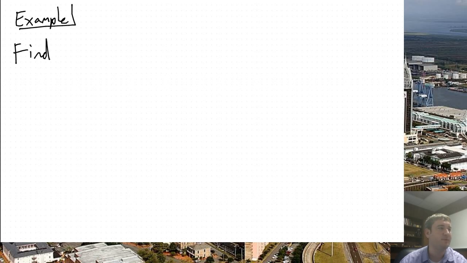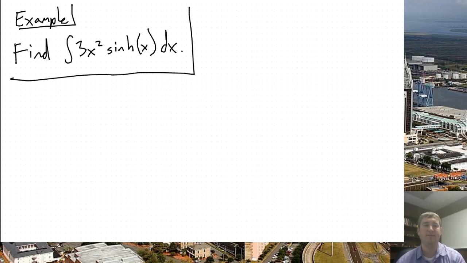Suppose we're supposed to find the integral of 3x squared hyperbolic sine of x dx. Now, with this problem, what we'll have to be mindful of is the fact that just because you've done integration by parts once doesn't mean that's going to be enough. This is a perfect example. So let's take a look.